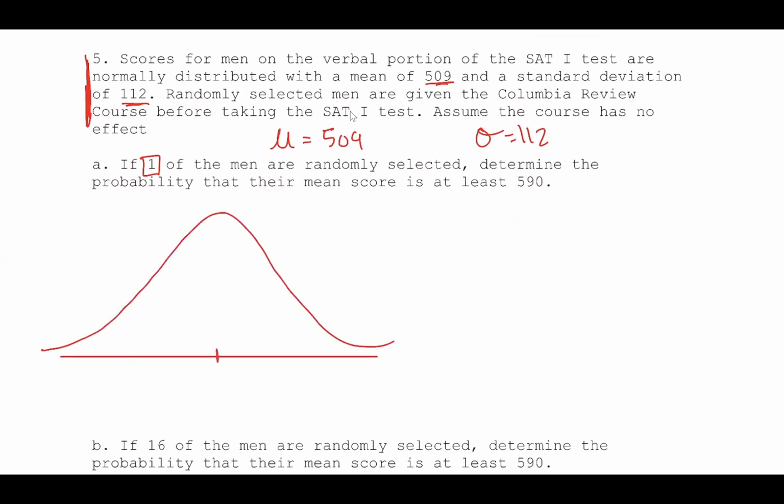There you go. The middle is 509. If you look at it, we want their score to be at least 590, so 590 is over here. Since it says at least, that means that's the minimum, but it could be bigger than that. So you shade the right-hand side.